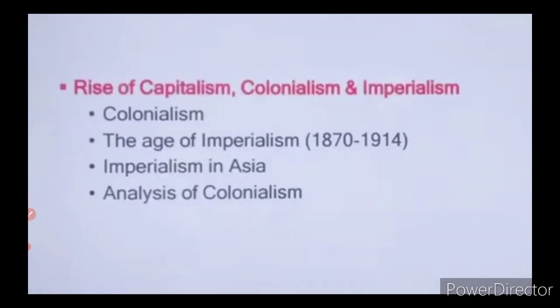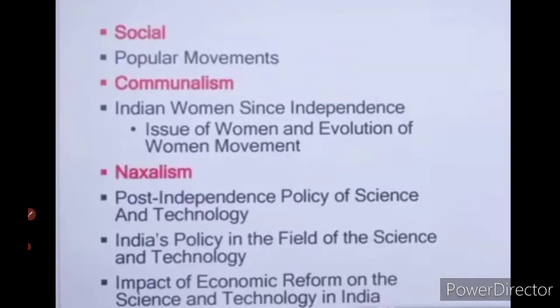Rise of capitalism, colonialism, and imperialism. So, colonialism, the age of imperialism from 1870 till 1914. Then imperialism in Asia. Then analysis of colonialism. Social, in this, the popular movements. Again, there were a lot of movements. So about them.